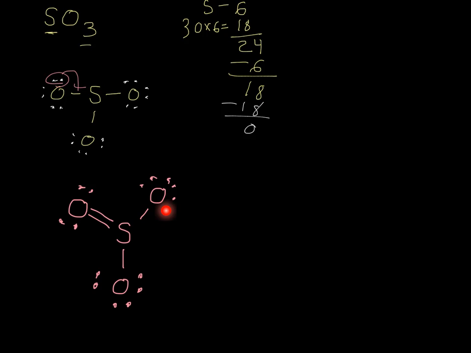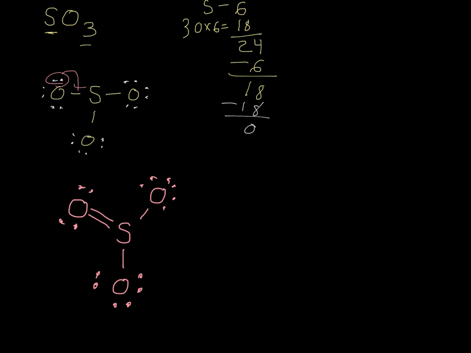Let's see. 2, 4, 6, 8. So that oxygen's happy. What about my sulfur? 2, 4, 6, 8. So that sulfur's happy. And this oxygen, 2, 4, 6, 8. It's happy. Kind of. What do I mean it's happy, kind of? It's being treated unfairly! Can't you see that? There are 3 oxygen atoms out there. And what did we do?